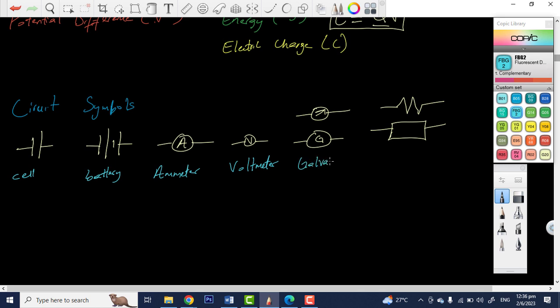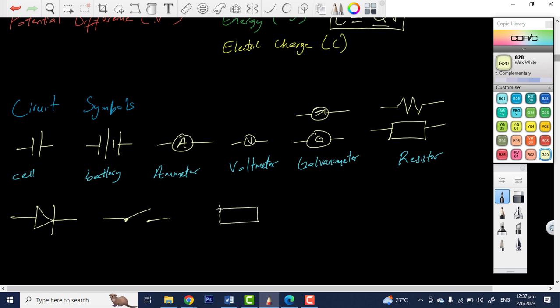Cool? Yes, sir. So let me just, to be fair, give the names of these symbols as I'm going through. This is the cell, battery. This is the ammeter. This is the voltmeter, V-O-L-T, meter. This we say now is the galvanometer. Sorry, my pen is kind of lagging. Galvanometer. These are resistors. So that's the resistor.